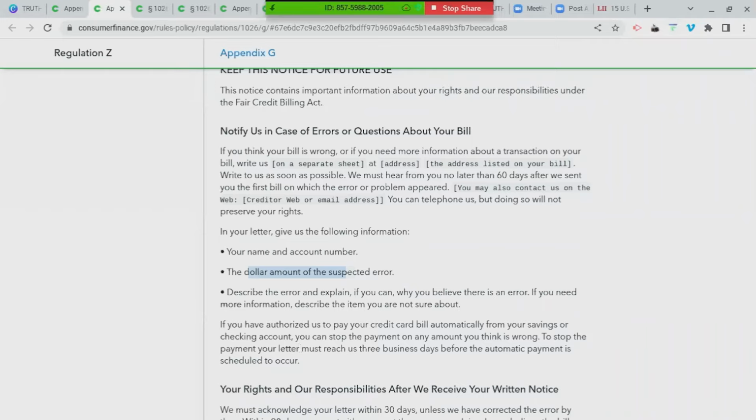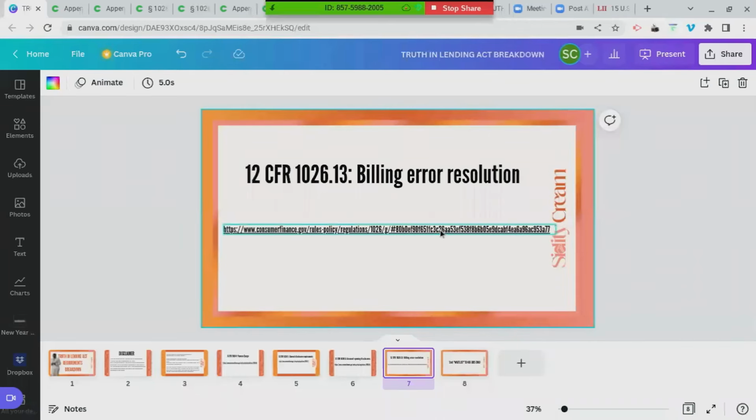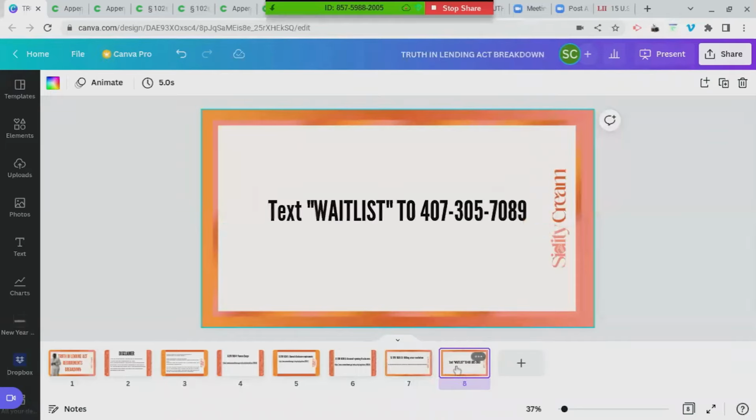So that's pretty much in a nutshell the few disclosures or requirements that I wanted to cover with you today under the Truth in Lending Act.